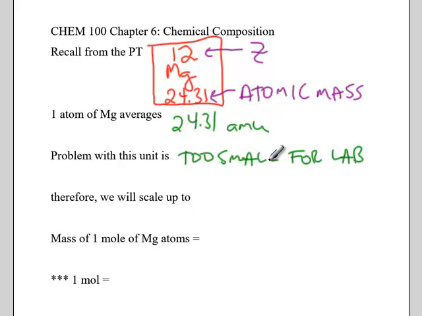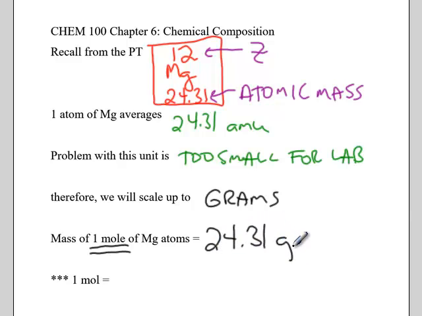In the lab, you're usually going to measure things in grams. So we want to scale everything up from atomic mass units to grams. And we leave all the information that we learned from the periodic table, but now this number, this atomic mass, 24.31, it still represents the average of one atom of magnesium, but it also represents the mass of what's called 1 mole of magnesium. It's 24.31 still, but now we change the unit from atomic mass units to grams.